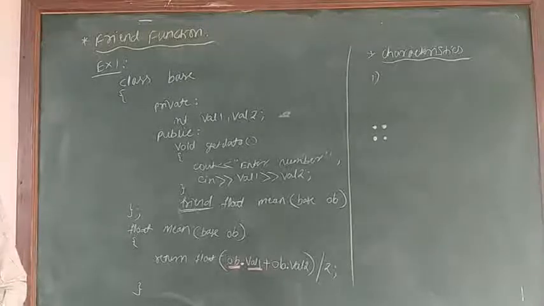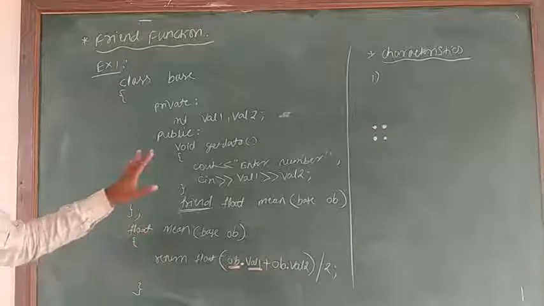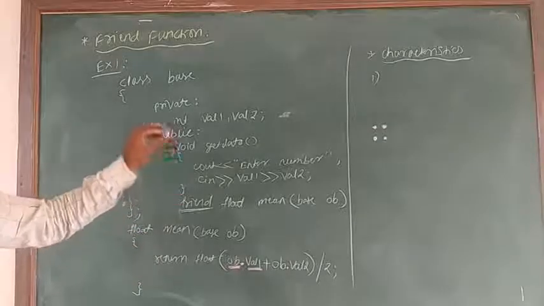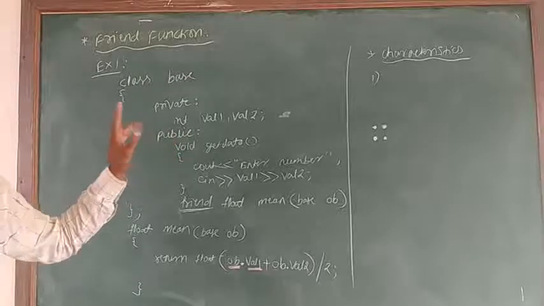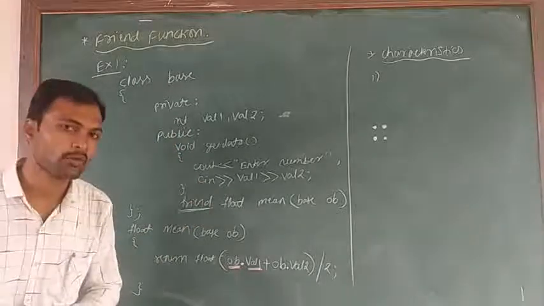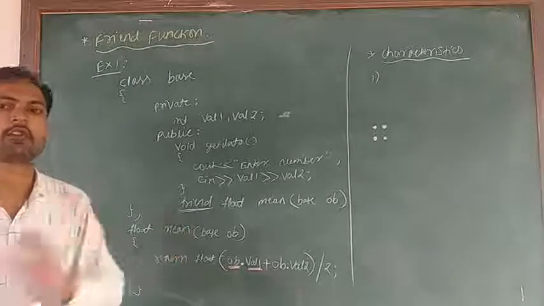Second is that the friend function is not necessary to call through the objects. It will be invoked like a normal function.